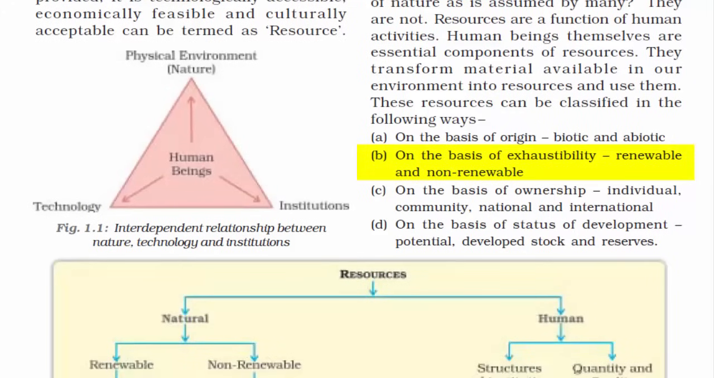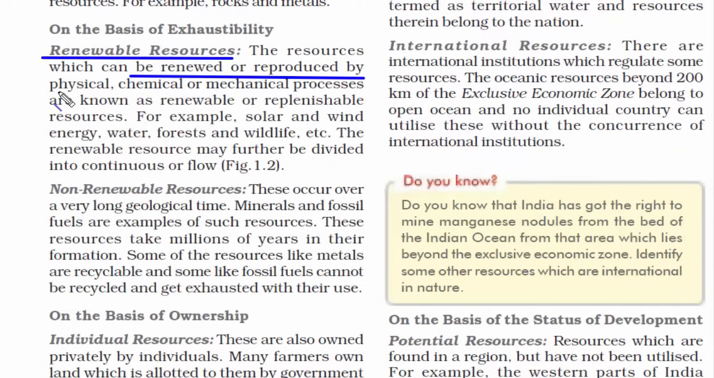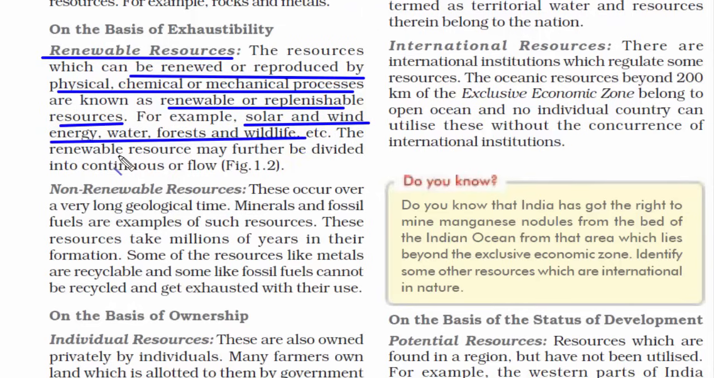And the second kind of classification is on the basis of exhaustibility, that is renewable resources and non-renewable resources. So what are renewable resources? The resource that can be renewed or reproduced by physical, chemical or mechanical process, that is called renewable or replenishable resource. Some examples are solar power, wind power, water, forest and wildlife. And further, this kind of resource can also be divided into continuous or flow. So the meaning of continuous is which does not have a stop. For example, wind energy and solar energy, this will not be stopped anytime, it will be continuous. And by the meaning of flow we mean water, forest or wildlife.